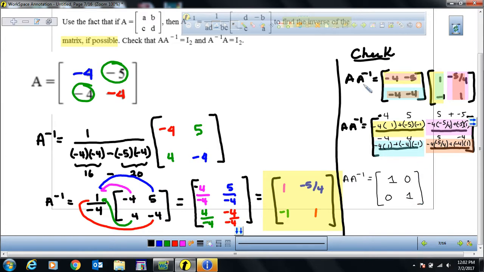And remember, this is how we can check them. In order for me to know that this answer is correct, when I multiply this matrix times its original matrix, the inverse times its original matrix, they must equal the identity matrix, which is the 1, 1, 0, 0.